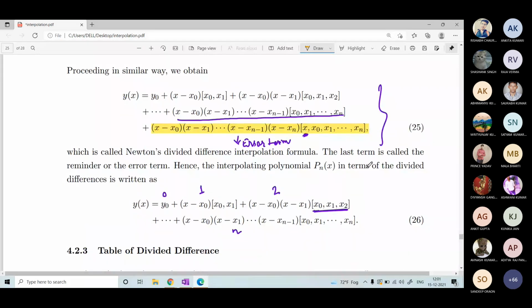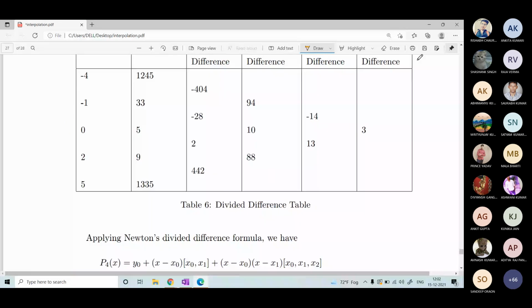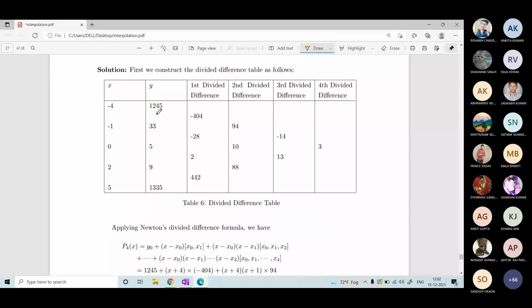You see, that was the formula. Question number 26. So let us see how the problem is solved. How many data points are given to you? You are given 5 data points. So you will get a 4th degree polynomial. So P4 of x is y0 plus x minus x0 into divided difference of x0 x1, plus x minus x0 into x minus x1 into divided difference of x0 x1 x2, up to the last term, the 5th term in this polynomial. Let me see how the values are substituted.